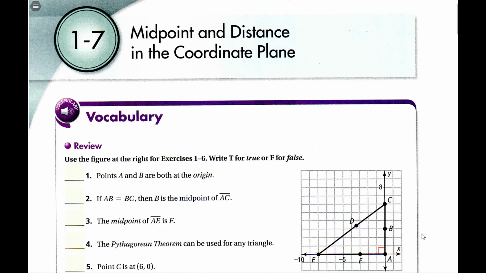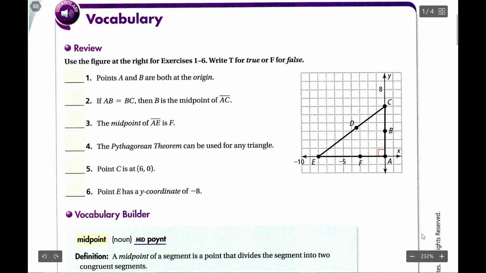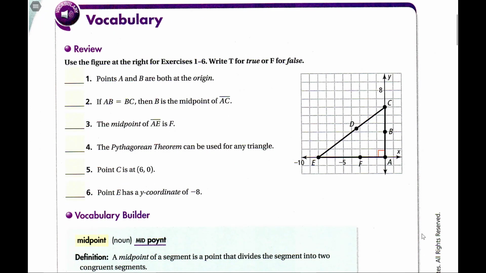So we're going to skip straight ahead to 1.7, where we talk about the midpoint and distance in the coordinate plane. And we're going to introduce some things you've probably already seen in algebra, talking about the midpoint formula and the distance formula, and we'll build upon that again as we go throughout the course. So the first thing we're going to look at is a review. This should be more of an algebra review than necessarily a geometry review.